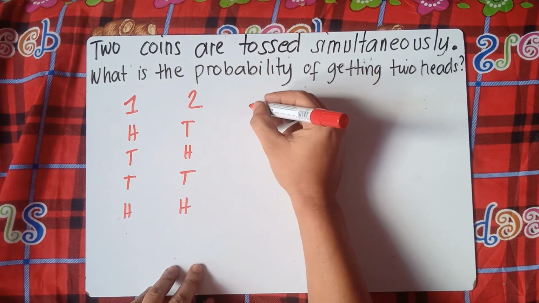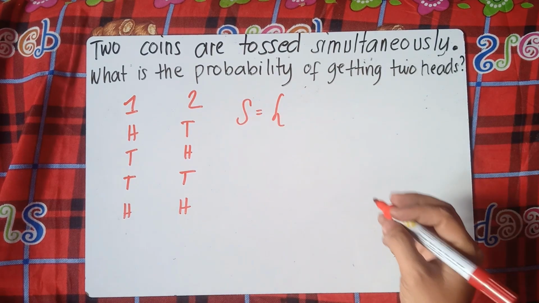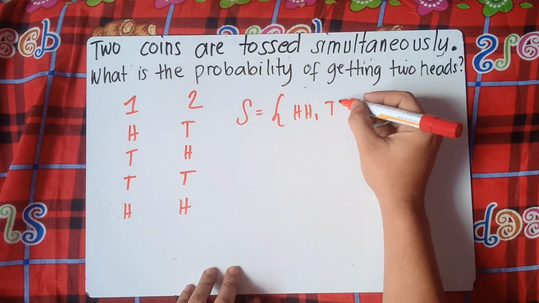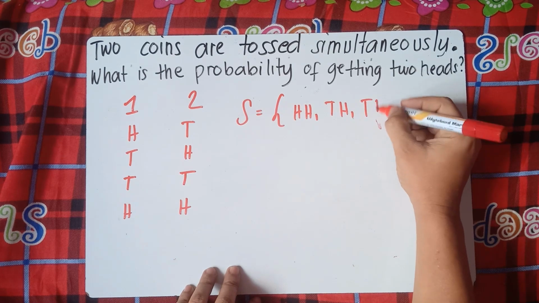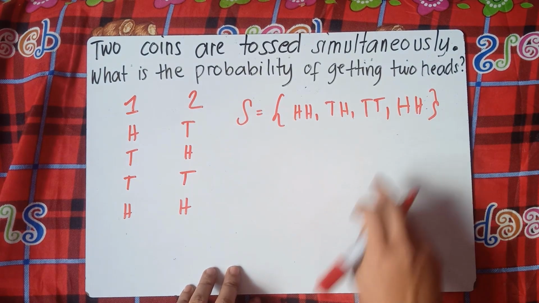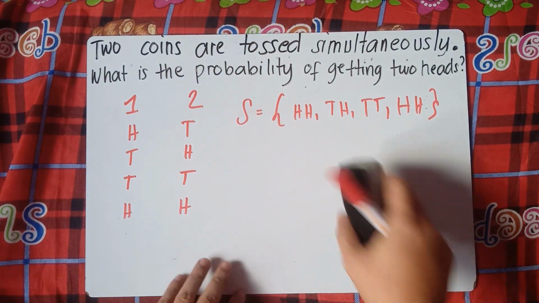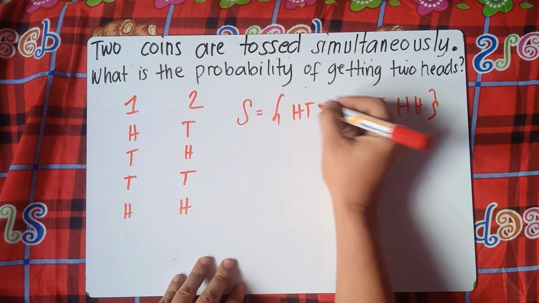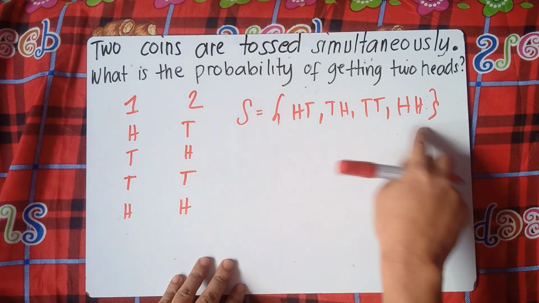So therefore, we have the sample space there. We have 4 possible outcomes. Alright, so we have 4 possible outcomes. Head, tail, this is head, tail. My mistake. This should be head, head, head, tail, tail, head, and tail, tail.